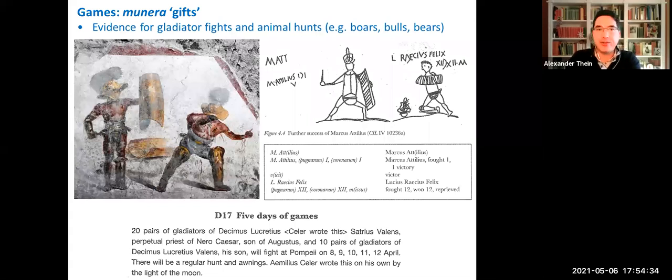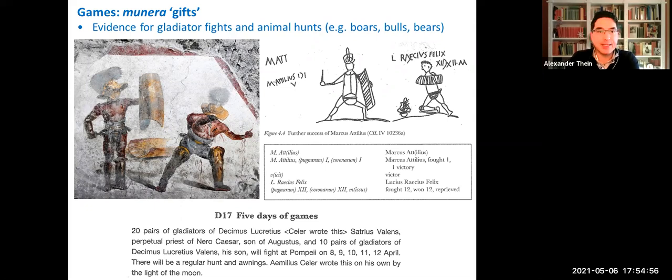In the Pompeian context, we don't have trapdoors or any other architectural features underneath the arena that would allow for lions and various other wild animals. So maybe we're talking more about boars, bulls and bears in the Pompeian context. So Rome will be different.